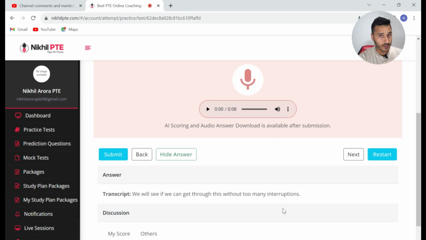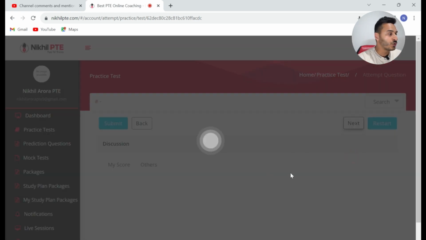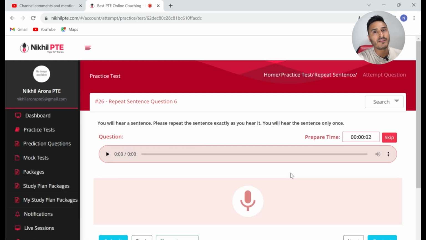Interruptions, make it clear. If you are not able to speak any word or you are adding any word in repeat sentences, there is no negative marking. If you are missing any word or you are adding any word, not a big deal. There is no negative marking in repeat sentences. Make sure you maintain your oral fluency and pronunciation. All good. So what is our first target? If your target is 6 each, you should speak minimum 50%, maximum 60-65%.